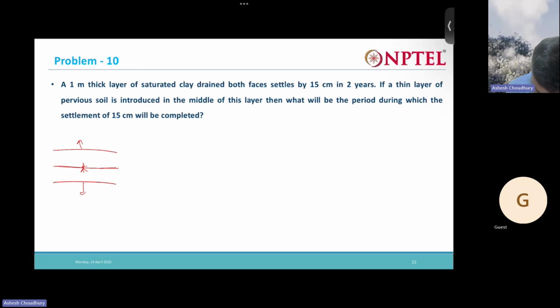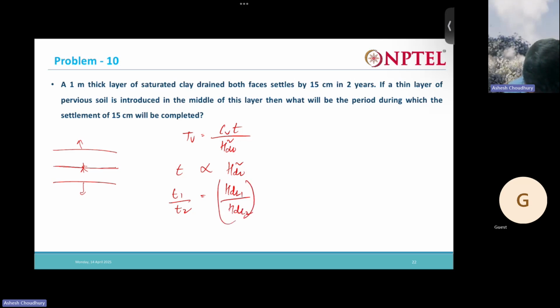How can we solve this? For consolidation time, we have T = C_v times H_dr squared. So you can see here my time is directly proportional to the square of the drainage path. If I take two ratios like that, I can write T1 by T2 equals H_dr1 by H_dr2, squared. Right now, time required T1 is 2 years when my H_dr is 0.5.